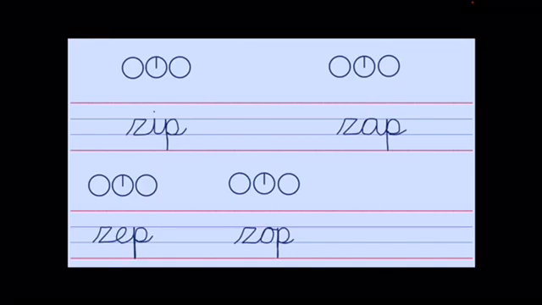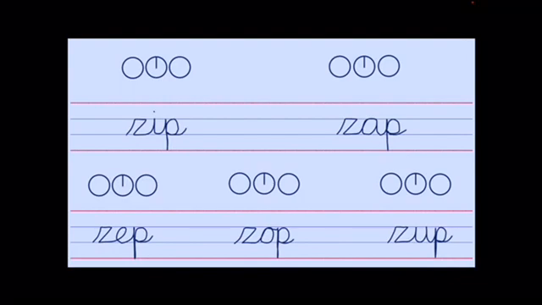And if I've used four of the vowels, have you worked out what the next word will be? Yeah, zup. Z, U, P. Z is Z, U is U, P is P. Zup. Zip, zap, zep, zop, zup.